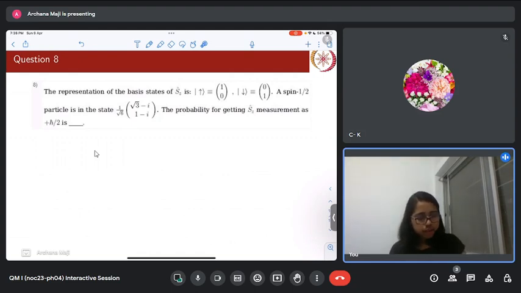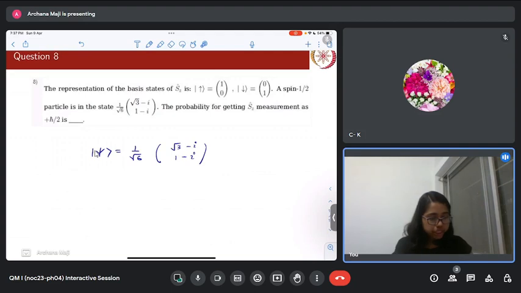So how would you calculate the probability amplitude? Your system is in the state psi, 1 minus i. So the probability of getting an Sz measurement of h cross by 2, what does that mean? That means the final state has to be 1 0, because 1 0 is the eigenstate of the Sz operator with eigenvalue h cross by 2.